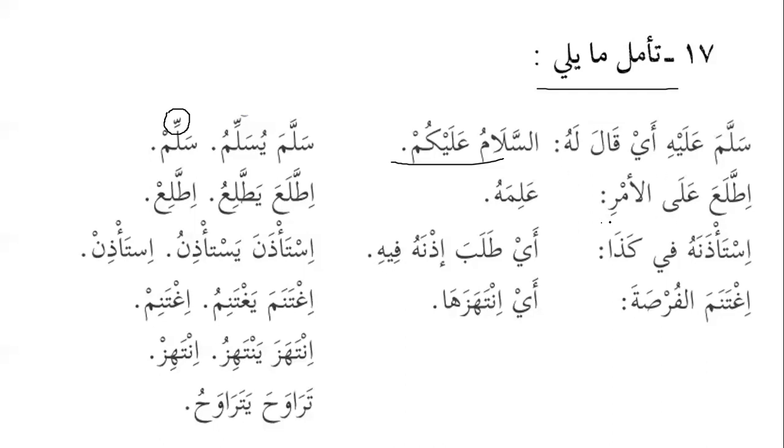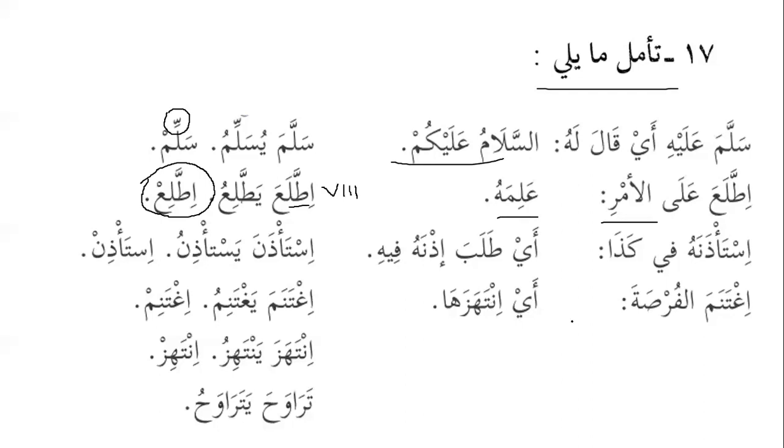Ittala'a ala al-amri. He looked into the matter. Alimahu, meaning he knew it. He got information about it. Ittala'a yattali'u, and the command form is ittali'. This is verb form number 8. However, some changes have taken place. It is basically ifta'ala. The ta has changed into ta, for linguistic reasons, because of the same makhraj.